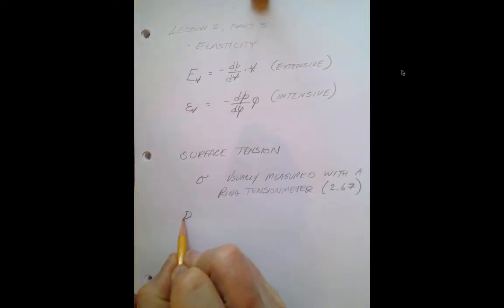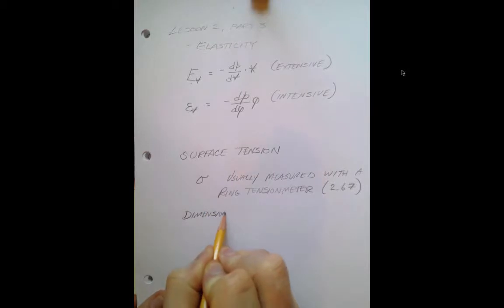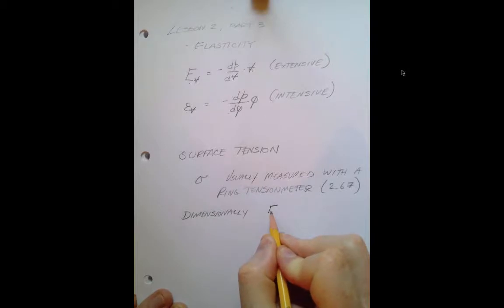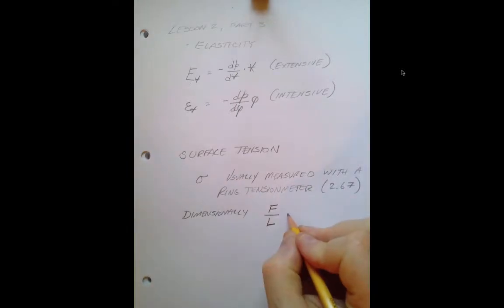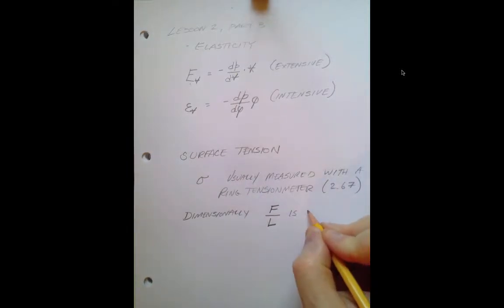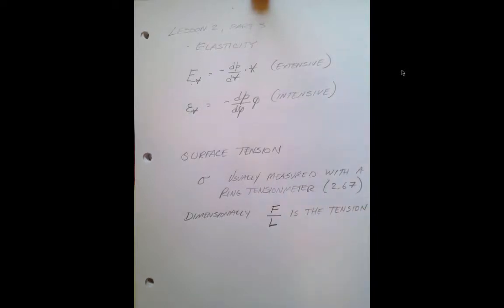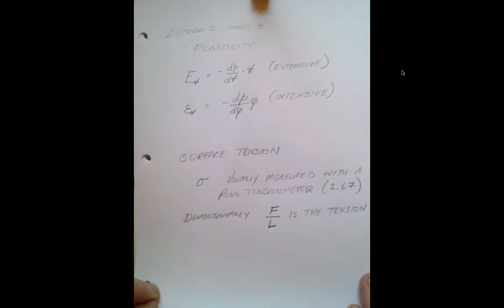Okay, so dimensionally, force over length is the dimensions of tension. Surface tension is the main reason why liquids can rise up in capillary tubes of porous materials. So surface tension determines the contact angle between phases.